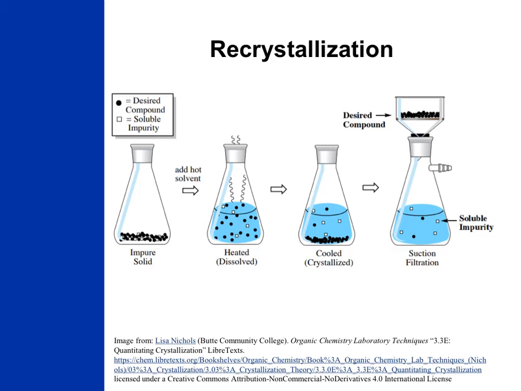Now, if you look at the diagram, I'm going to point out several things. On the left, we have our impure sample in a container, and we can see that it's made up of both our desired compound and some impurities. We're going to choose a solvent that will dissolve this sample, both the impurities and our product, particularly when it's heated.